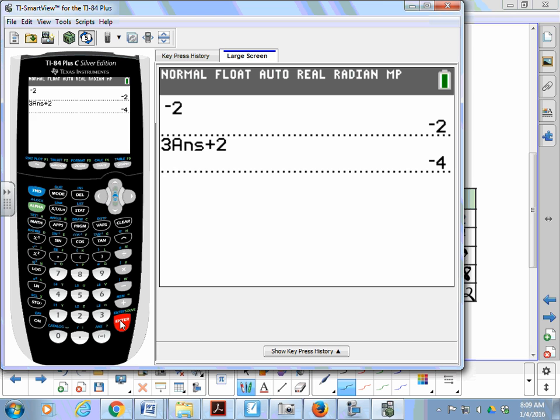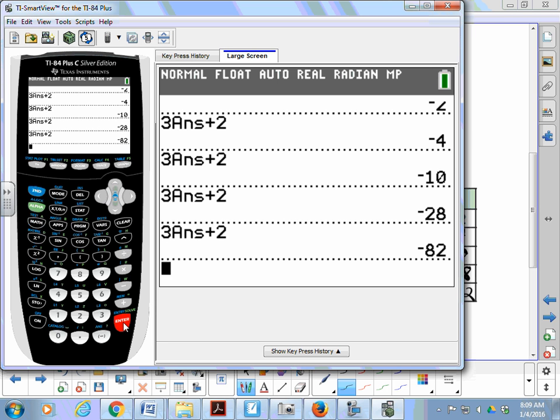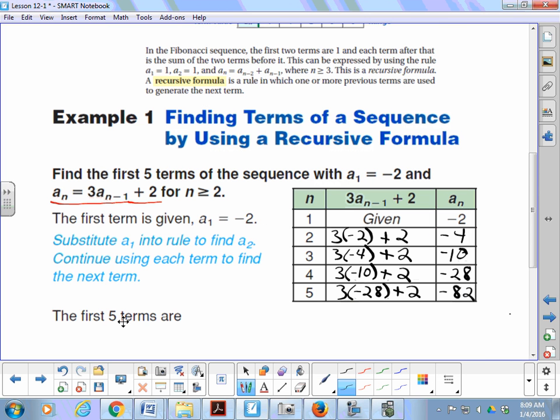And this is a method of using a recursive formula with our calculator. So we store the first term. The answer key represents a sub n minus 1. And then after that, all we actually have to do is press enter, and it will give us our next number. So that's the recursive formula for finding the next terms of the sequence.